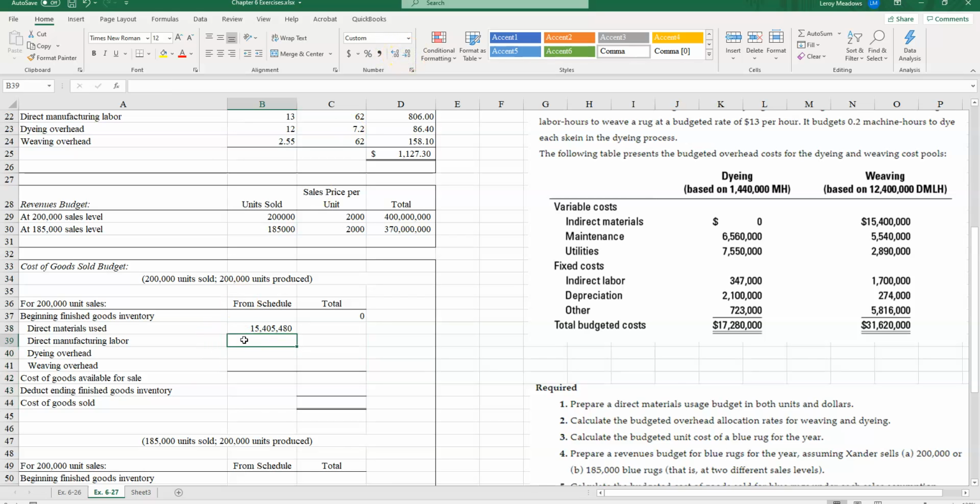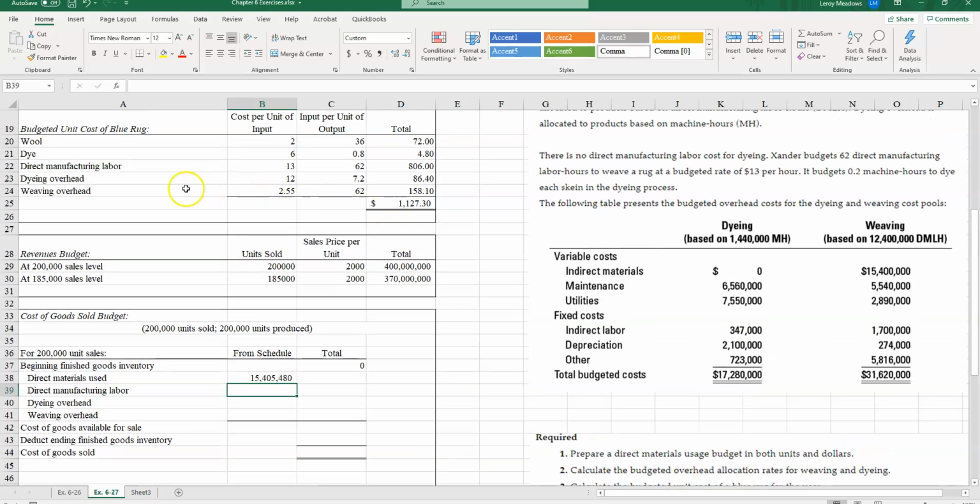And how much direct manufacturing labor do we have? Well, it's costing me what? We calculated up here direct manufacturing labor of $806 per rug times 200,000 rugs. So it equals $806 per rug times 200,000 rugs, and we get total direct labor costs of $161,200,000.